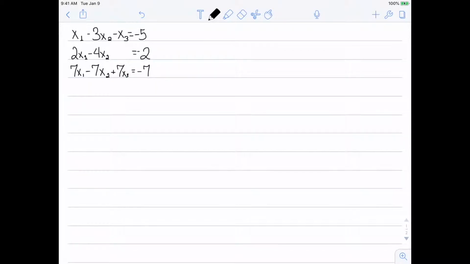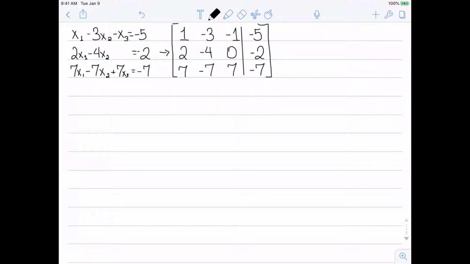Let's start our discussion of linear systems with no solution by looking at an example. So here's a linear system, and we want to see what happens when we try to solve it. The first step is to move it to an augmented matrix. So here's my augmented matrix. We know we need to get a 1 in the first row, first column, and we already have that. So let's get zeros below it.